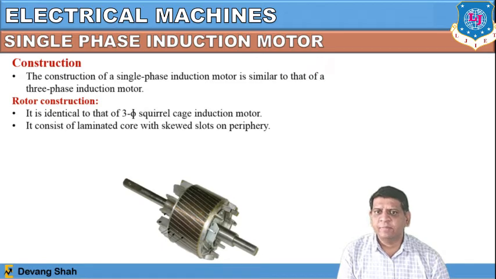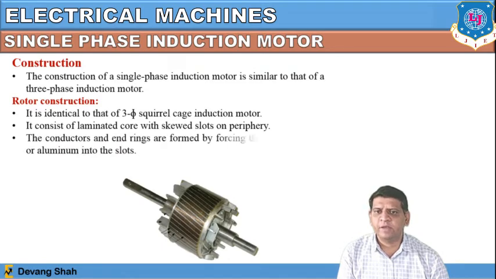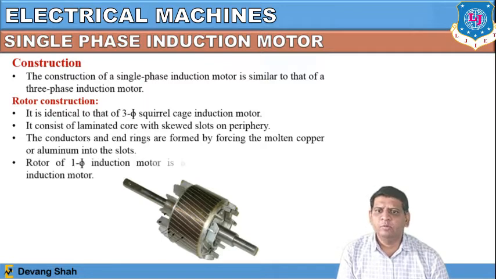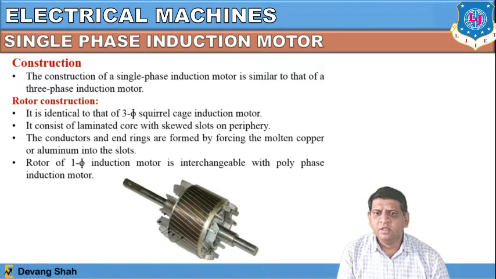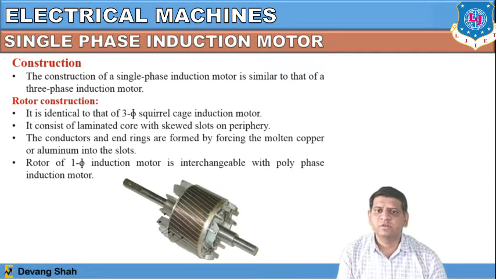It consists of a laminated core with skewed slots on the periphery. Conductors and rings are formed by forcing molten copper or aluminum into the slots. Here the rotor of a single-phase induction motor is interchangeable with that of a polyphase induction motor. You can see this diagram as part of the squirrel cage induction motor. There is no change, as we already discussed during the three-phase induction motor.